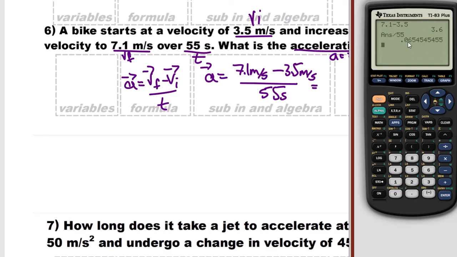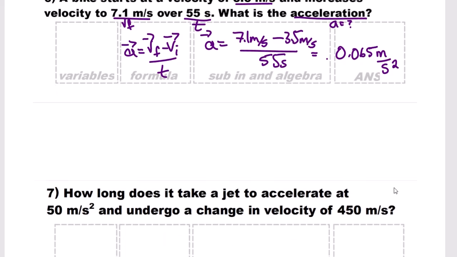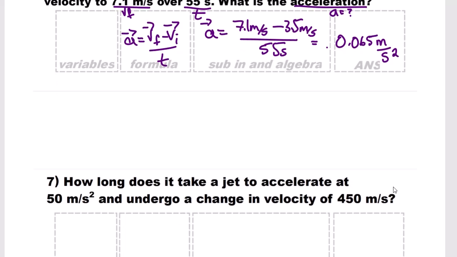Now this 0 is to the left of the first non-zero number, so it doesn't count. It's not a significant digit. So we're going to include this 6, and we're going to include this 5. There's a 4 next to the 5, so it doesn't round up. So 0.065 is going to be my value. And then this is an acceleration, so the units are meters per second squared. And you got to watch those units because it's easy to get the wrong units for accelerations.